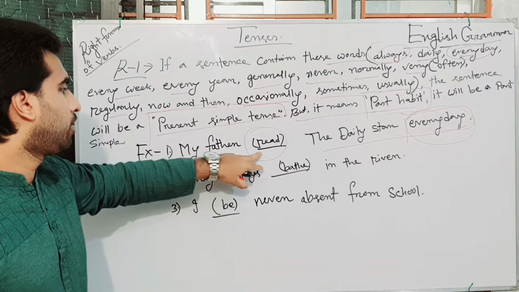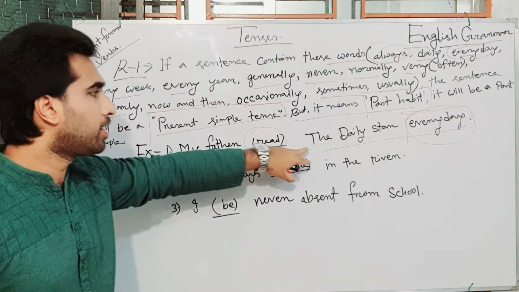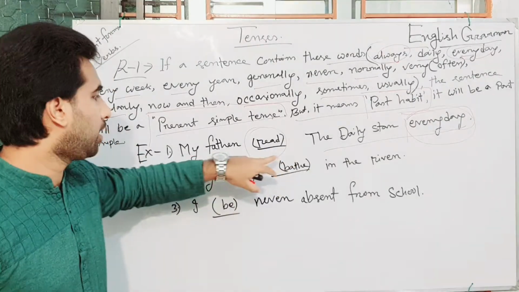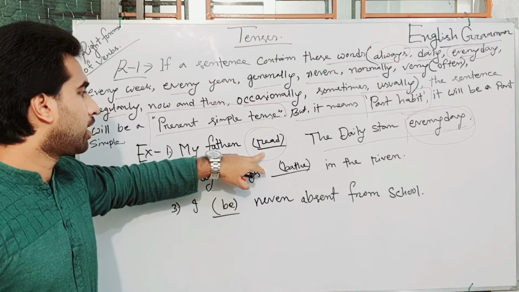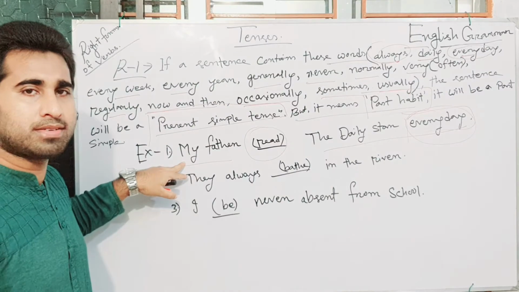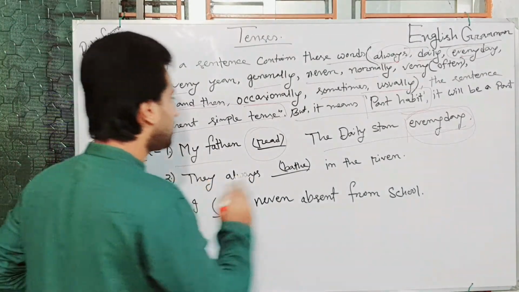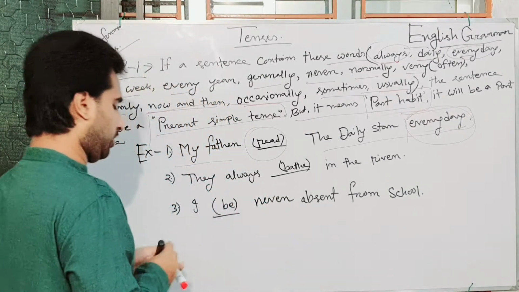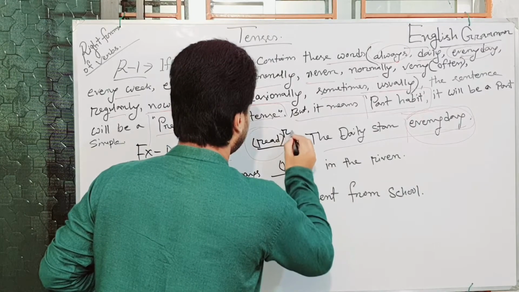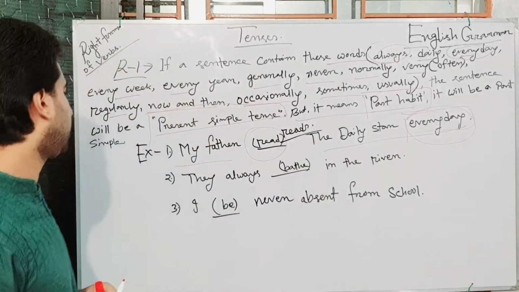So my father reads the Daily Star every day. Here the correct form of the verb is reads, because my father is a third person singular number, so the verb takes an s. My father reads the Daily Star every day.